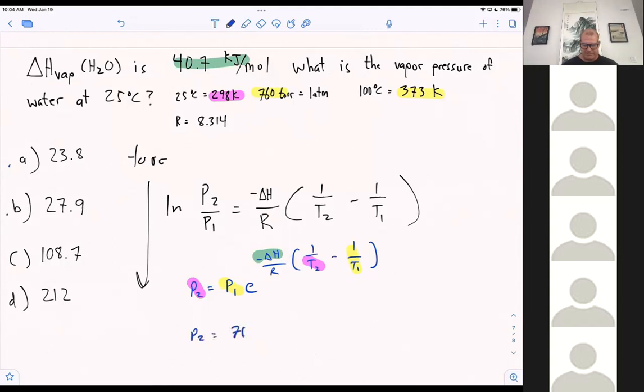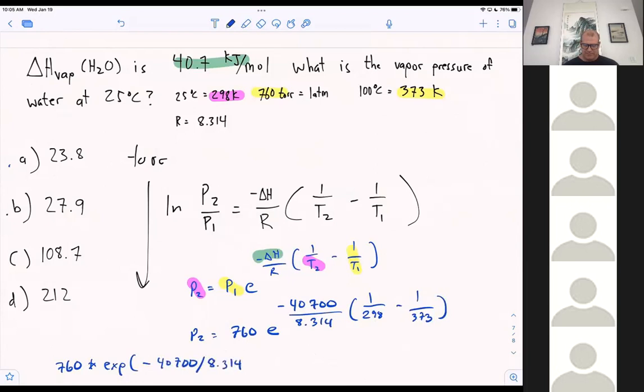So P2 is equal to 760 minus. What you should put in your calculator is 760 times exponent, open parentheses, minus 4,700 divided by 8.314 times, open parentheses, 1 divided by 298 minus 1 divided by 373, close parentheses, close parentheses.